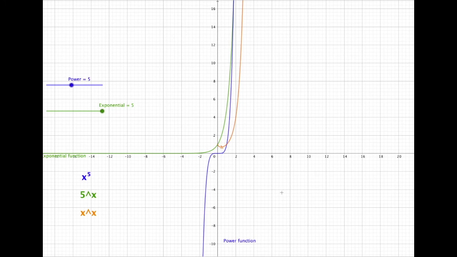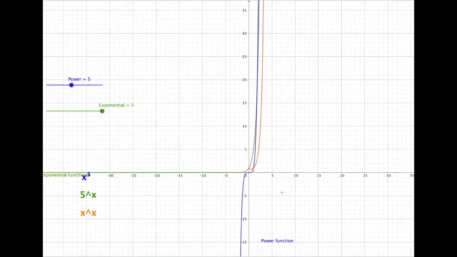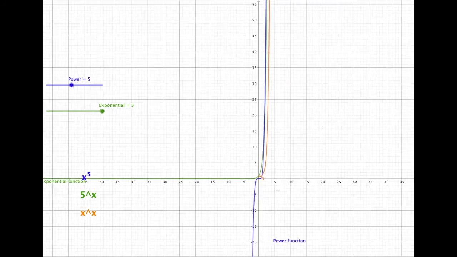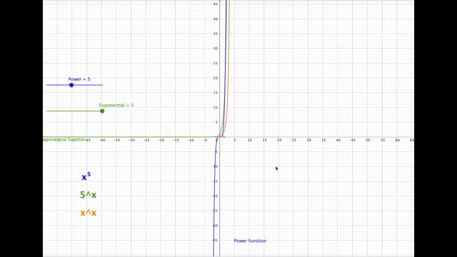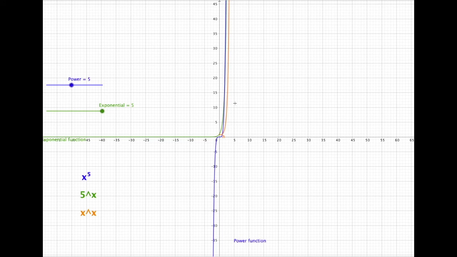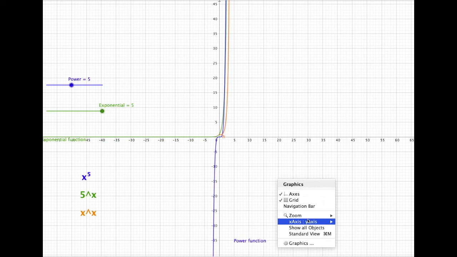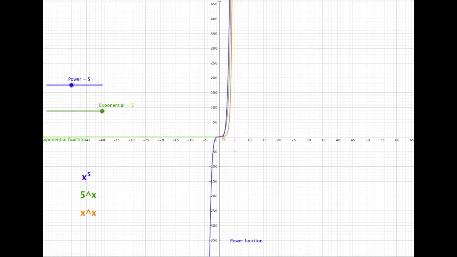So if we zoom that in a bit more, so we get our 5 coming into our scale, pop it in there, then it's difficult to tell what's happening, but what we can do is squeeze it down. So if we do it 1 to 10, we can see that the blue line, the power function, is still ahead before we get to 5, and the green is next, and x to the power of x is lagging behind.